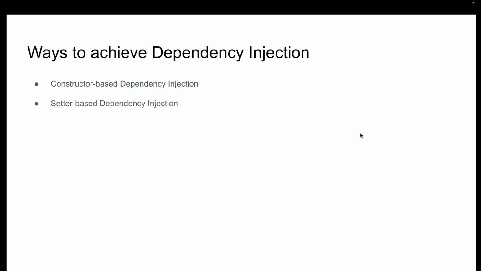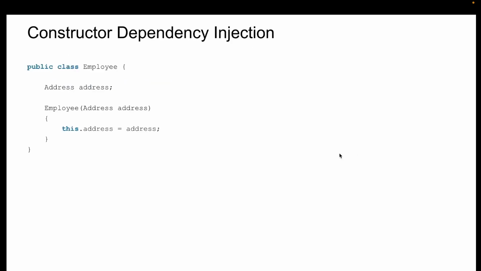So let's see an example each for how this can be achieved, constructor based dependency injection and setter based dependency injection. We had talked about that employee address example, right? So let's say there's an employee who has certain attributes, and the employee has some address as well. So we need to see how this address dependency can be injected into the employee class.